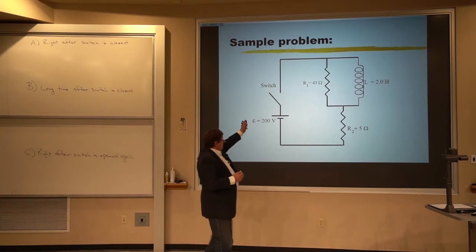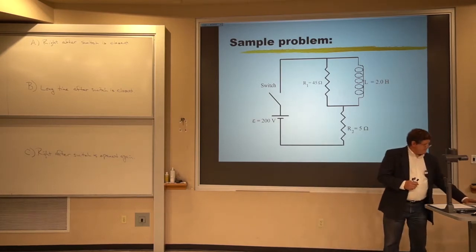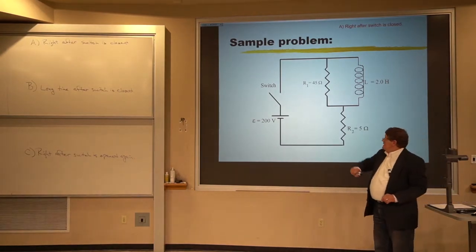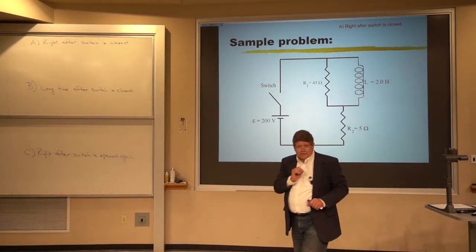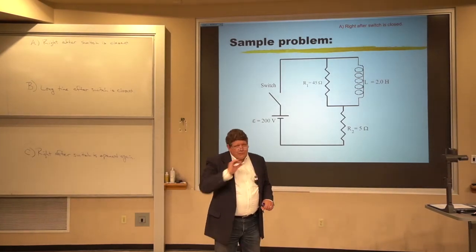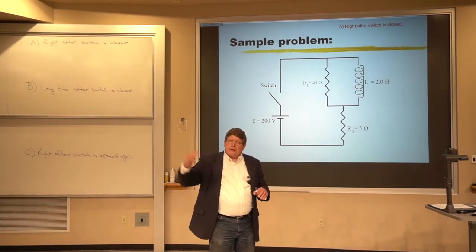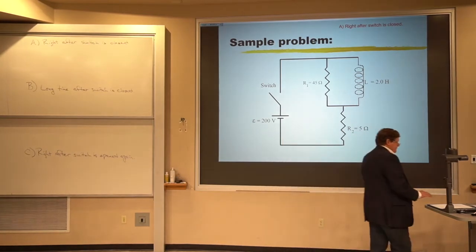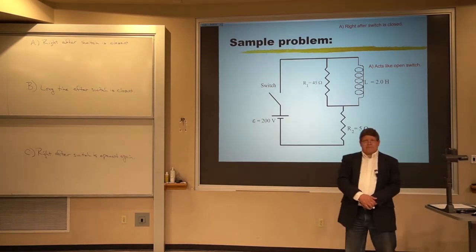Now, before I close the switch, there's nothing going through R1, there's nothing going through R2, there's nothing going through the inductor. When I close the switch, current immediately goes through R1 and R2, but I can't change the current through an inductor instantly. If it was 0 before I close the switch, then right after I close the switch, it's still 0. You've got to ramp that current up from 0 to its final value. And that means that inductor is going to act like an open switch.